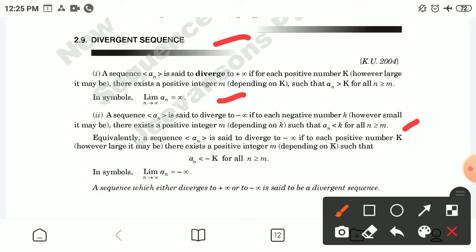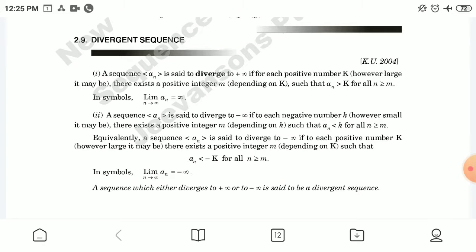Equivalently, a sequence an is said to diverge to minus infinity if for each positive number k, however large it may be, there exists a positive integer m depending on k such that an is less than negative k for all n greater than or equal to m. In symbols, the limit of an as n tends to infinity is equal to minus infinity.